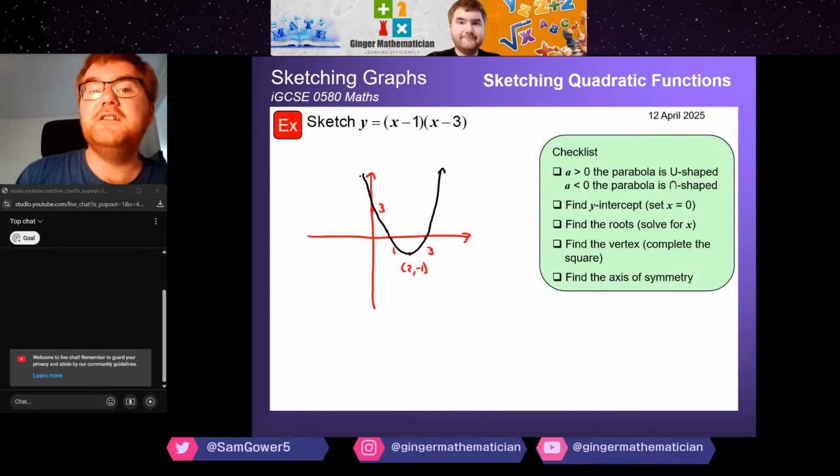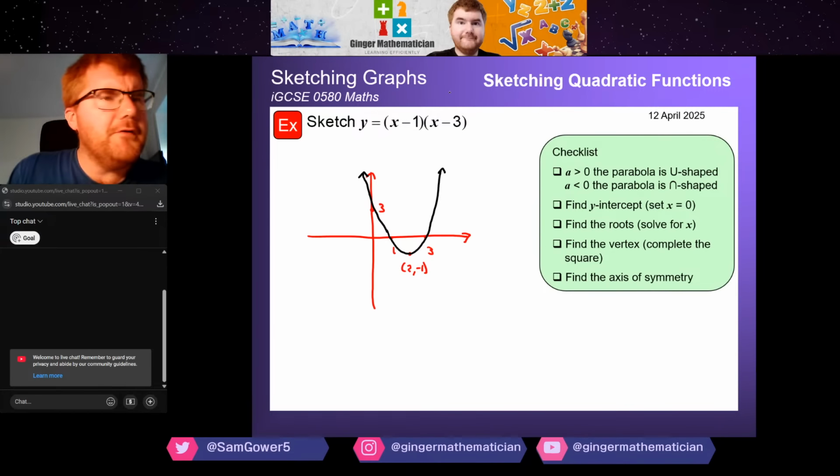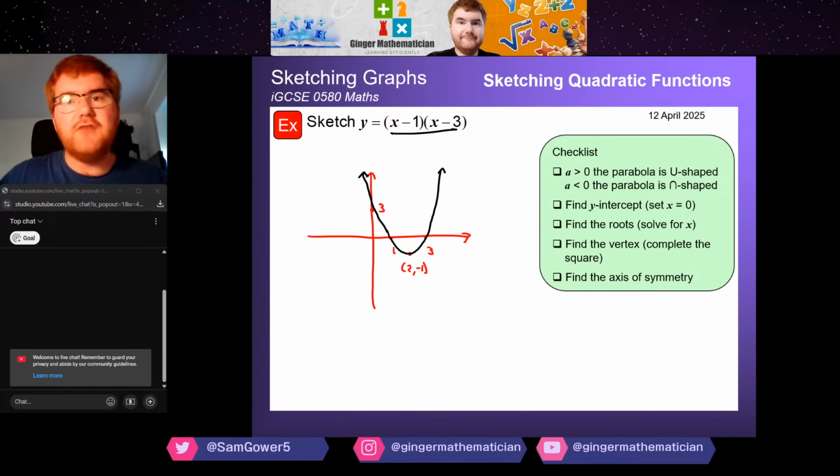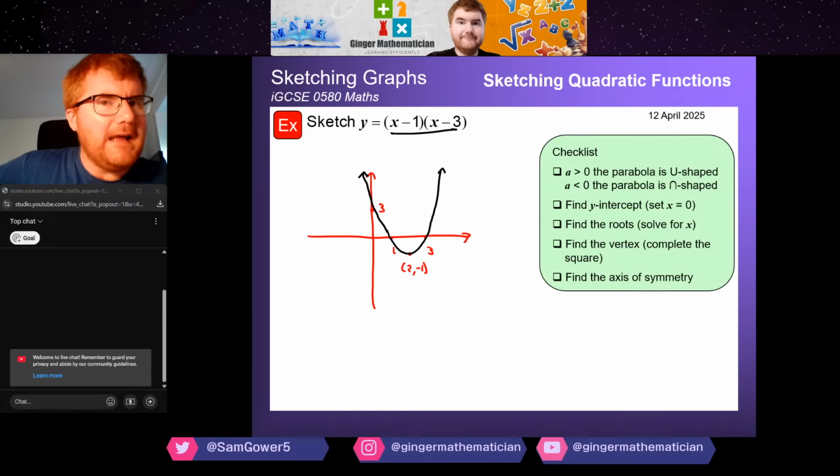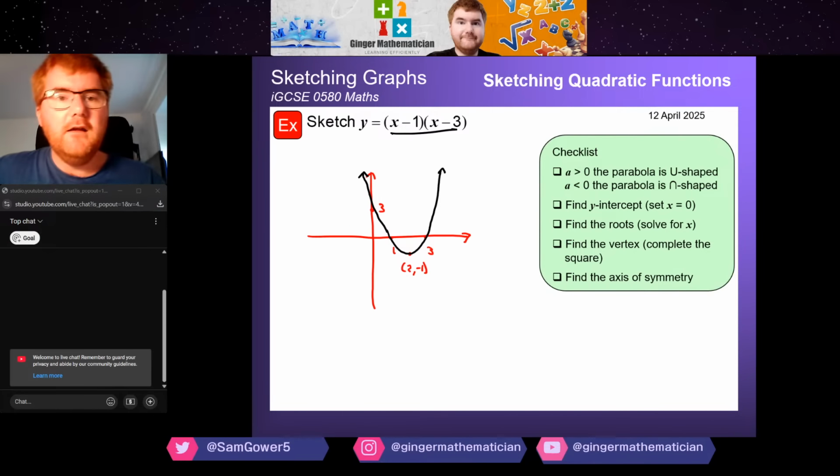In anything I've done in this video today, you can double check by actually using GeoGebra or Desmos to actually put these functions in yourself. But I thought I'd go through two examples here, one where it's in factorized form already, and one that's kind of a standard quadratic, with that step 3 being a bit more tricky.